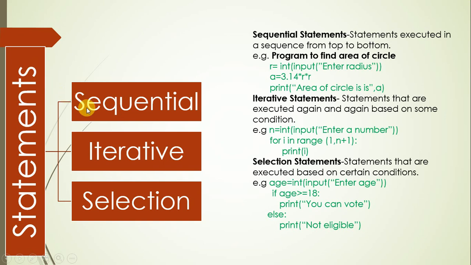Statements. There are 3 types of statements in Python: sequential, iterative and selection. Sequential statements are those statements which are executed in a sequence from top to bottom.